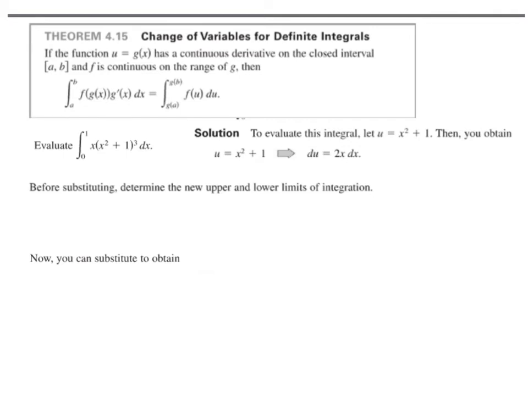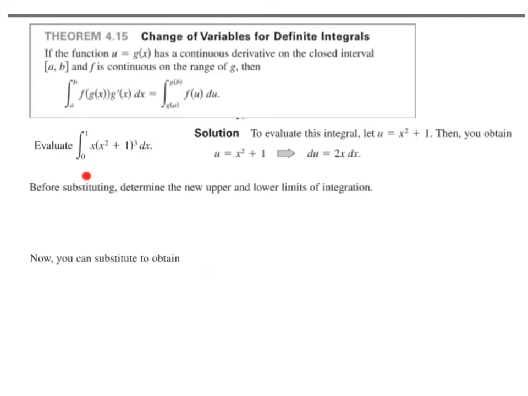It says if the function u equals g of x has a continuous derivative on a closed interval and f is continuous on the range of g, then the definite integral of this composition function, with the new interval, is the integral of f of u du. So this is still the u substitution here, but these are going to change. The interval is going to change.